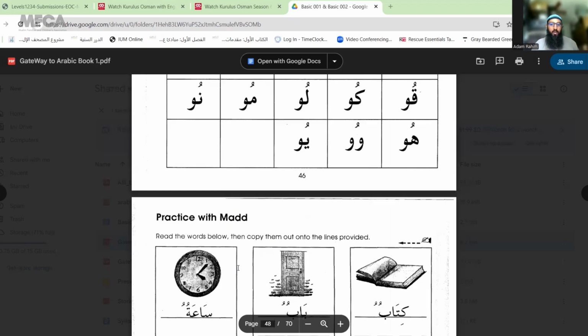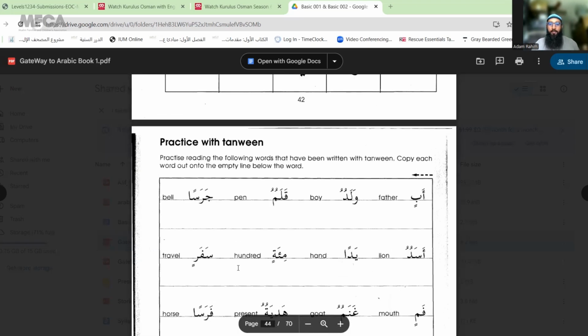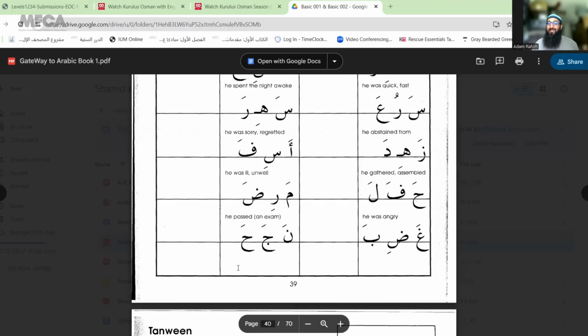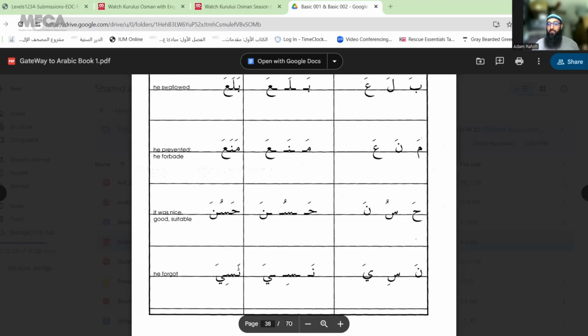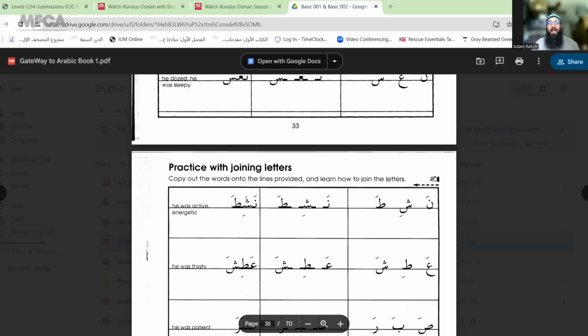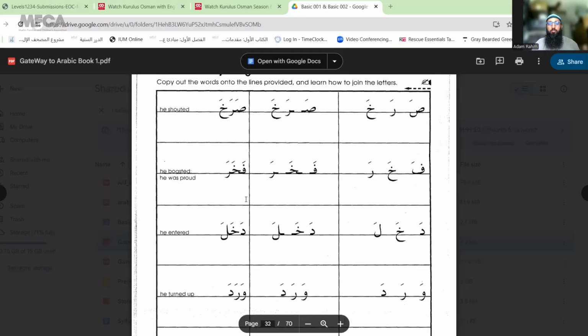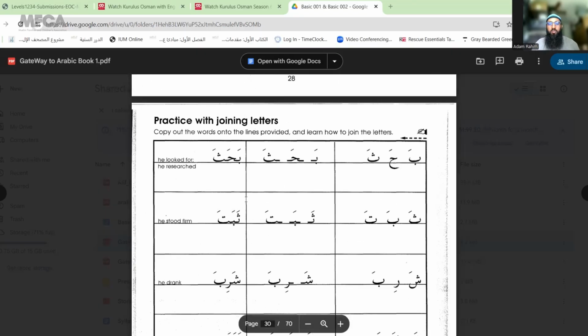Very good job, guys. Ahsantum. Now, let's take a look at practicing these letters that we've taken thus far, since we have some time today, alhamdulillah. We took all the letters that we should have taken thus far. Let's take a look at reading these letters in some examples.